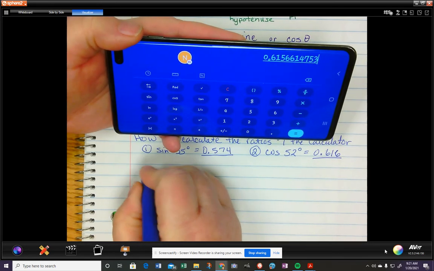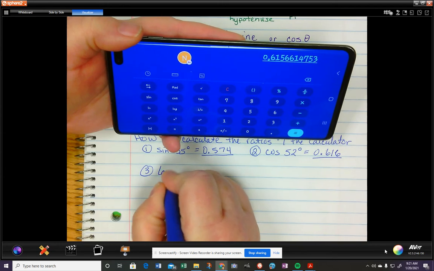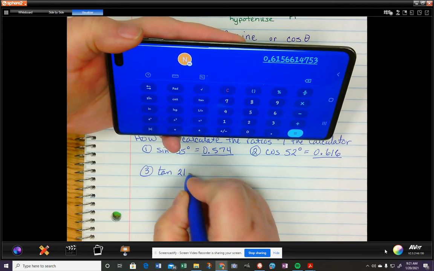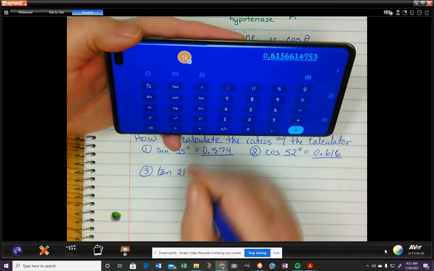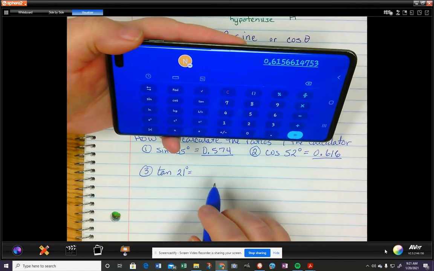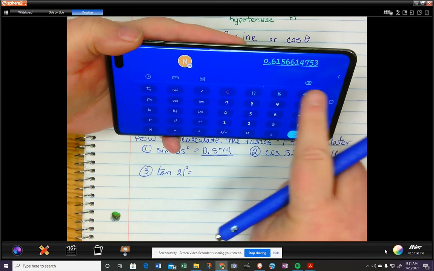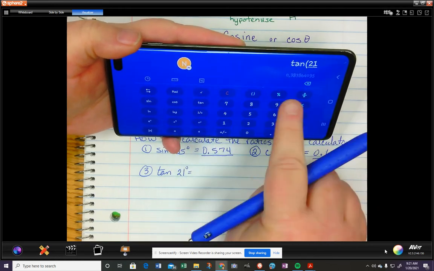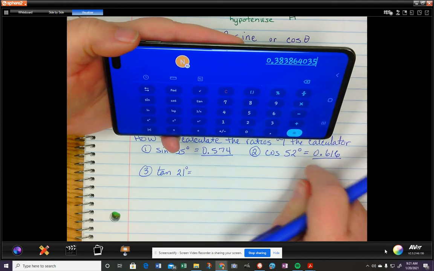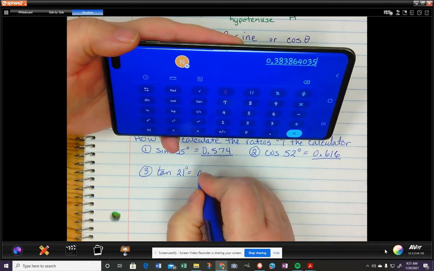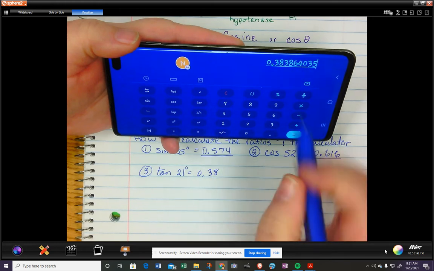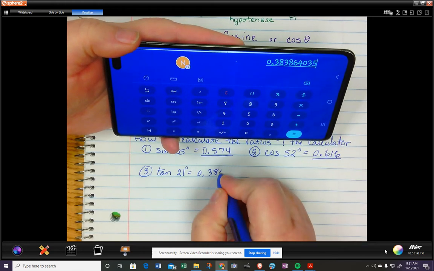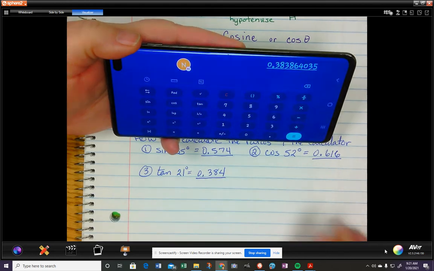Number 3, tangent of 21 degrees. So I'm going to clear my calculator, tangent 21, parentheses, equals 0.38. Now look at the fourth number. It's an 8, so I round up to a 4. And there's my answer.